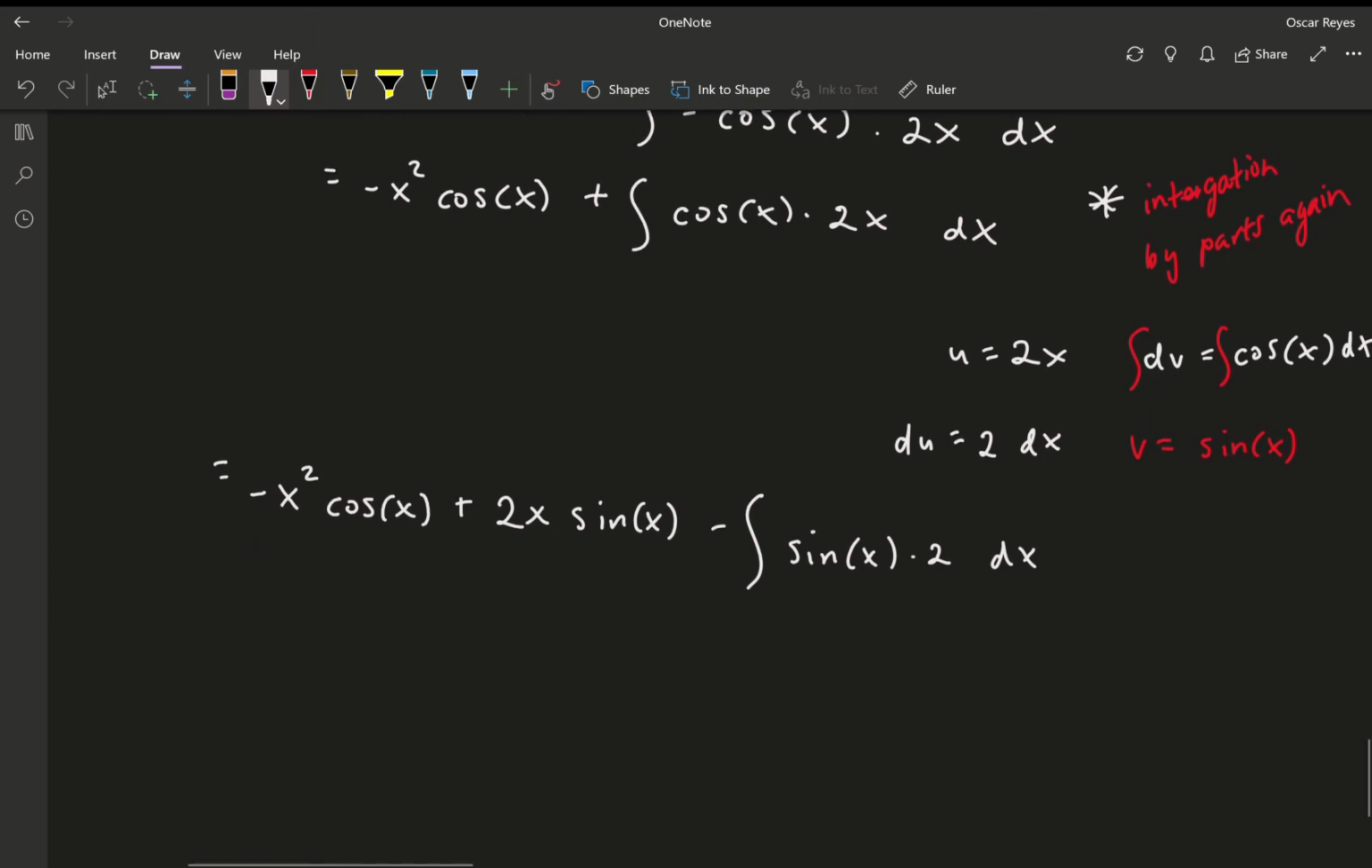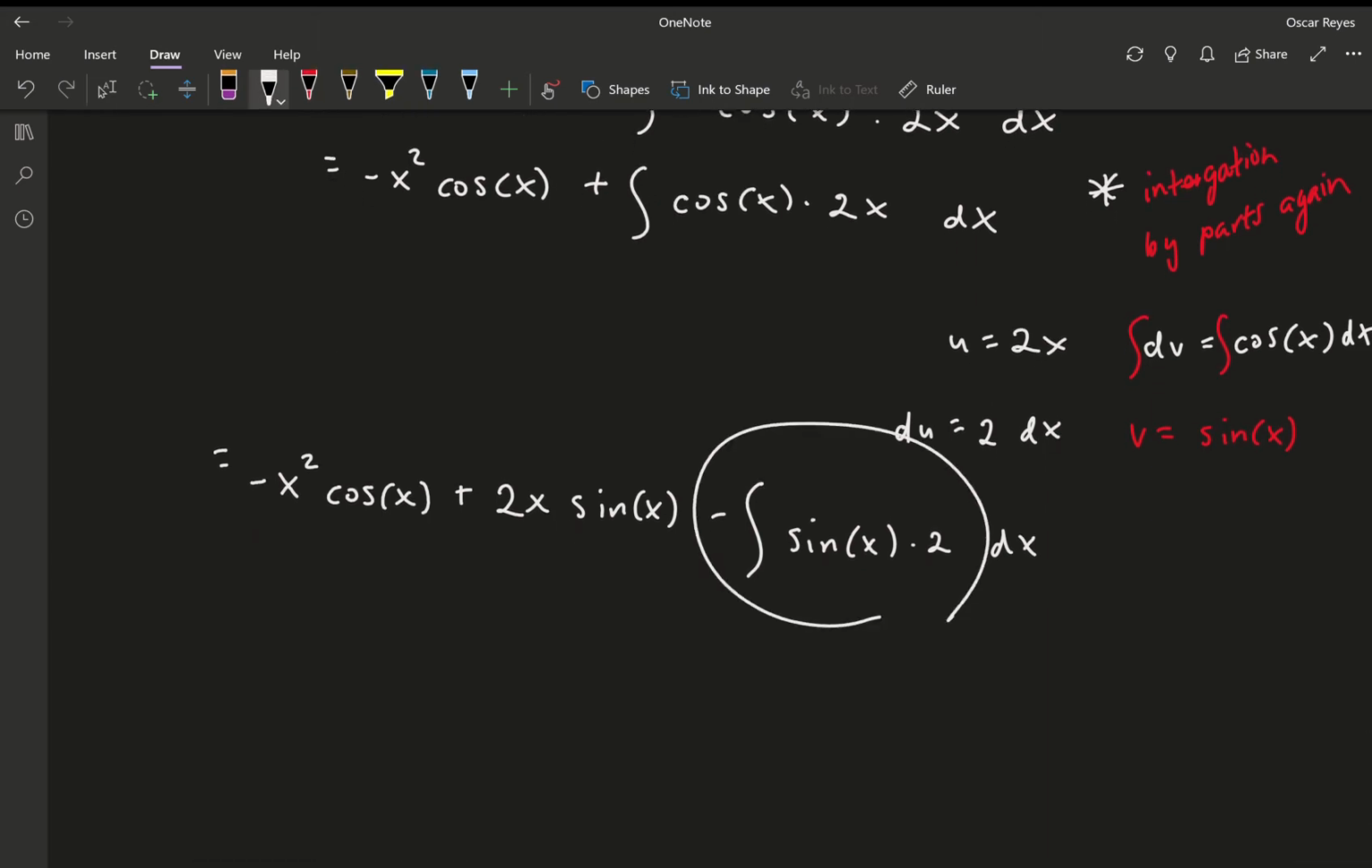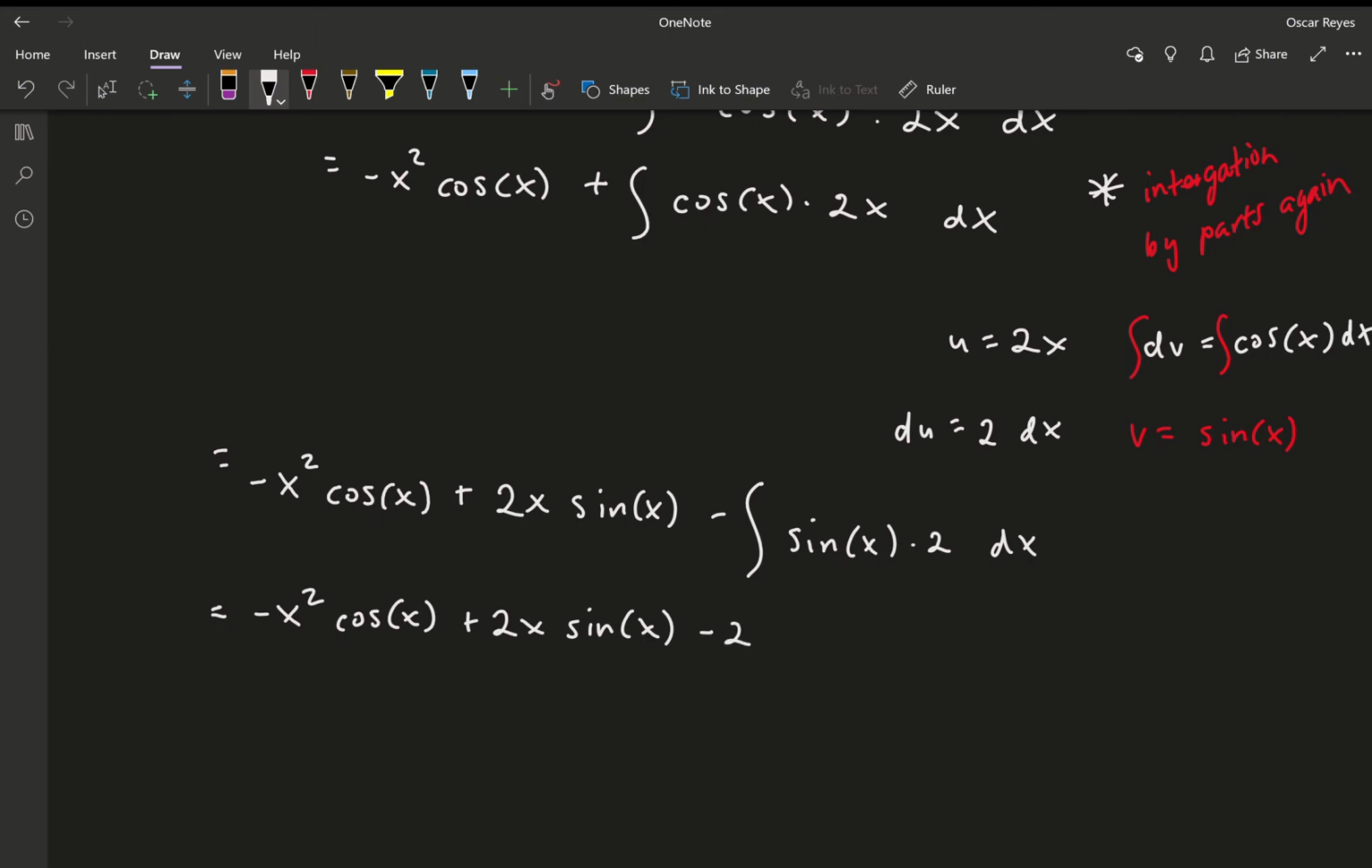So what we can do here is now take the integral of this thing, because it's a lot easier to take the integral of that now. So equals negative x squared cosine of x plus 2x sine of x minus 2, I'm going to take the 2 out of the integral, sine of x dx.